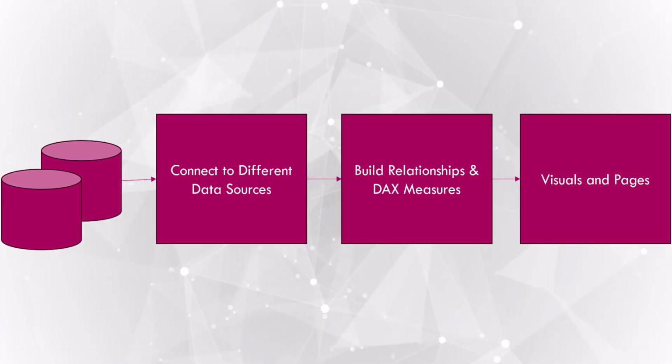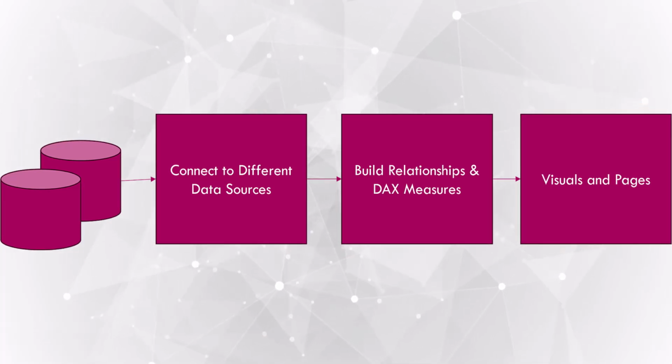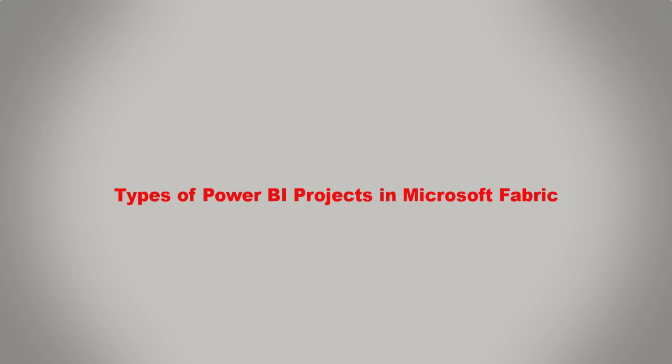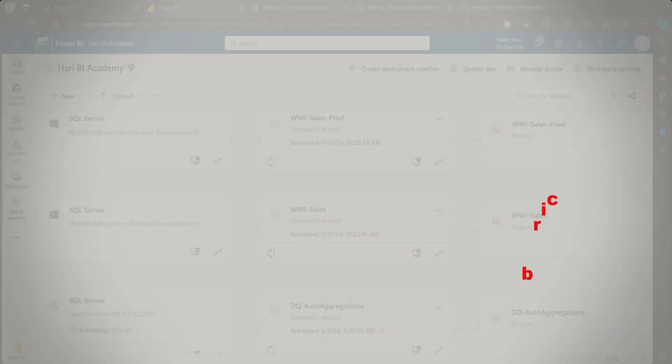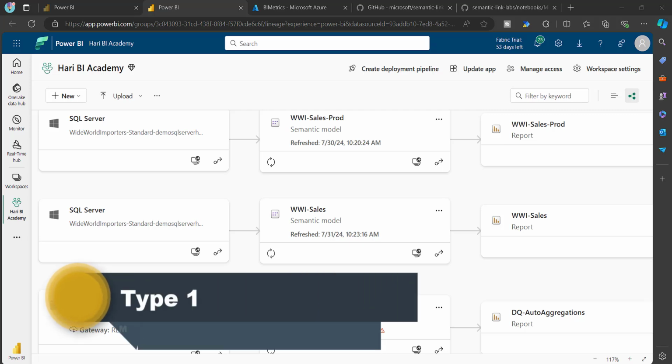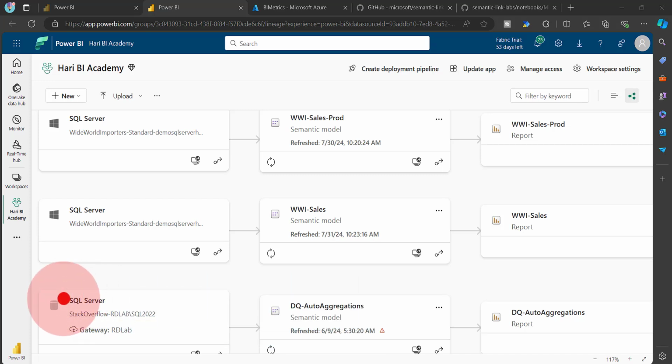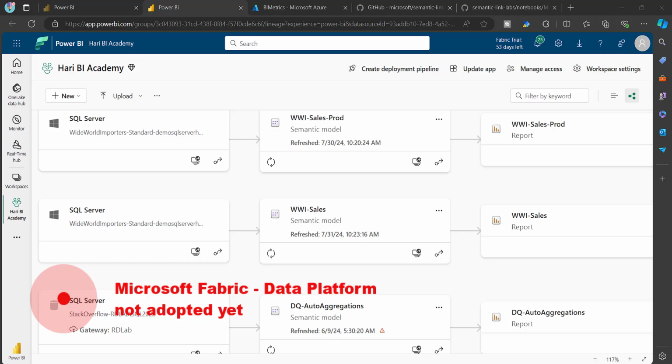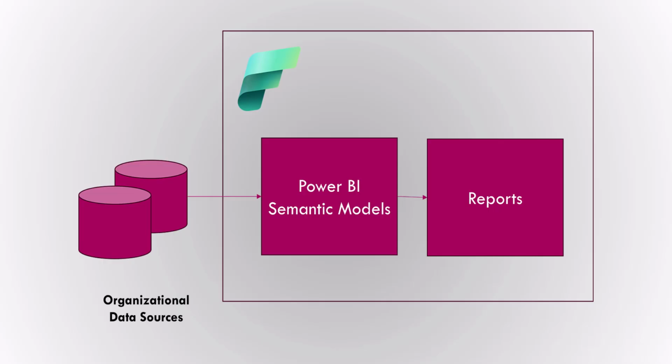In recent times you could see different types of Power BI projects. I'm going to talk about three different types of Power BI projects after this Microsoft Fabric integration. Type 1. This is a typical Power BI development project where you are creating a semantic model pointing to your respective data sources. Your customer or organization has not started adopting Microsoft Fabric, or they have started adopting Microsoft Fabric and they have not migrated their actual data platform into Microsoft Fabric.